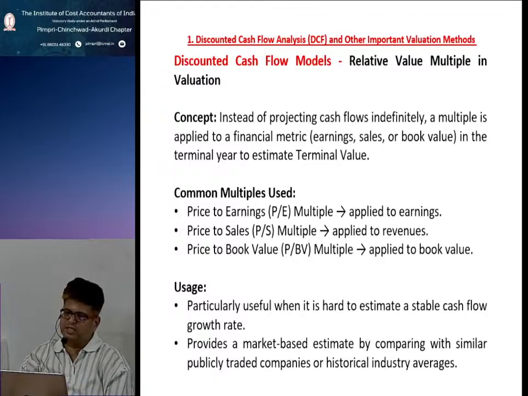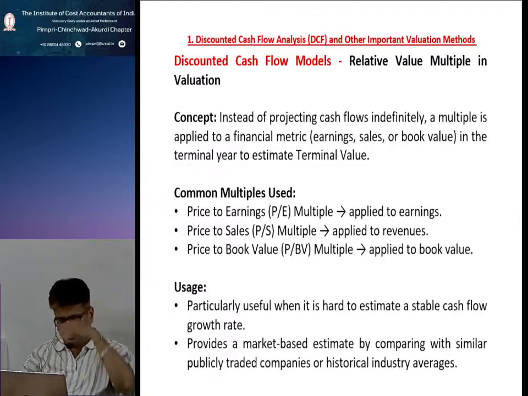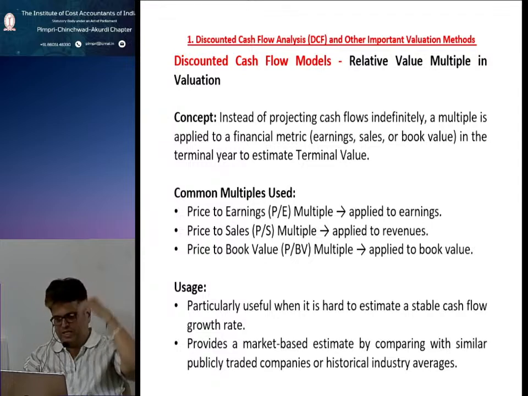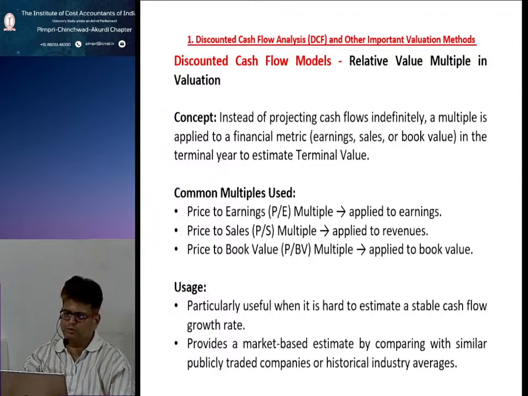Then let's see another approach, wherein relative value multiples in valuation are considered. Now this concept, let's understand. Instead of projecting cash flows indefinitely, a multiple is applied to a financial metric. This financial metric could be earnings or sales or book value in the terminal year to estimate the terminal value. Common multiples that are used are price to earnings, that is the PE multiple, applied to earnings; price to sales, that is P divided by S multiple, applied to revenues; and price to book value, which is P divided by BV, a multiple applied to book value.